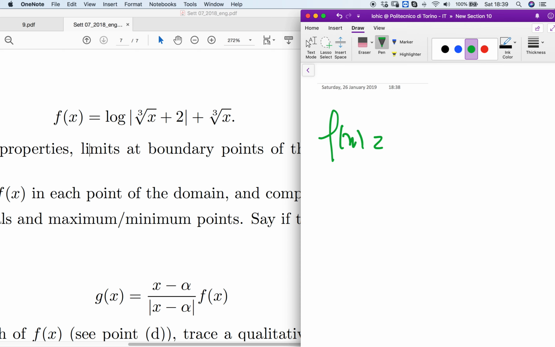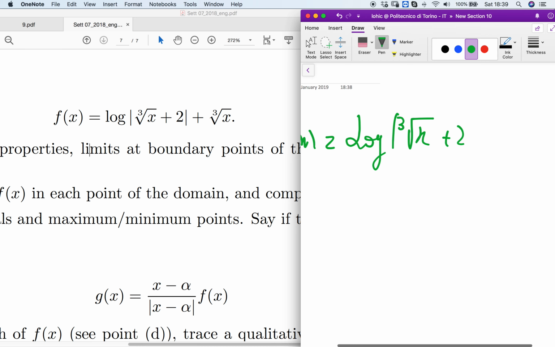the logarithm of the absolute value of the cubic root of x plus 2, close the absolute value, and plus the cubic root of x. Nice. So here is the function.